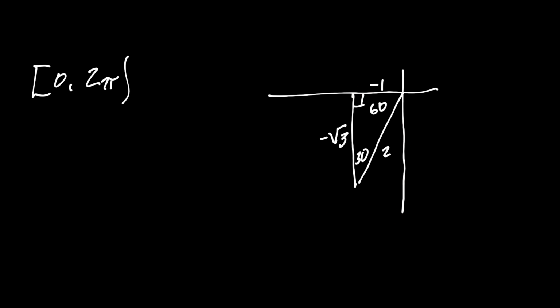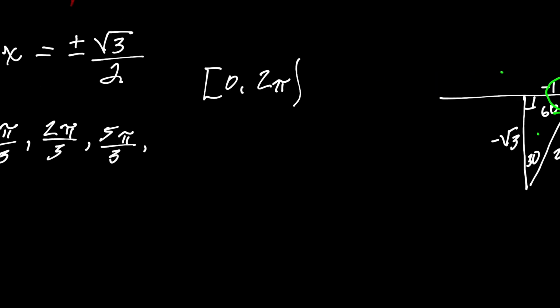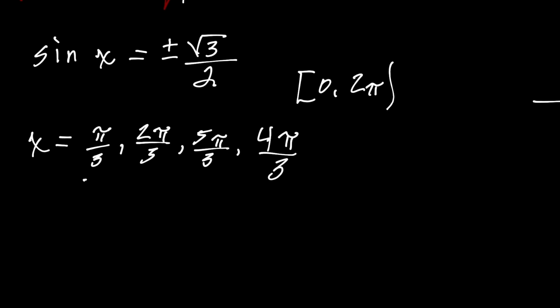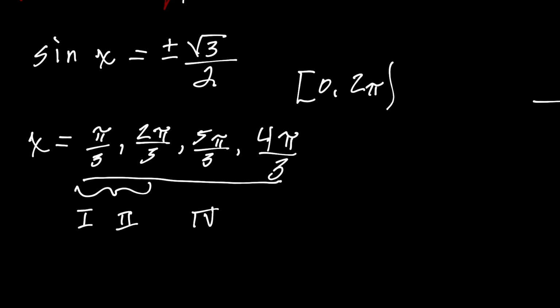But what I really want to find is this angle here. So that would be 1, 2, 3, 4 thirds. So 4 pi thirds. So here are our 4 solutions. This is quadrant 1, quadrant 2. I guess I found quadrant 4 here first, and then quadrant 3.